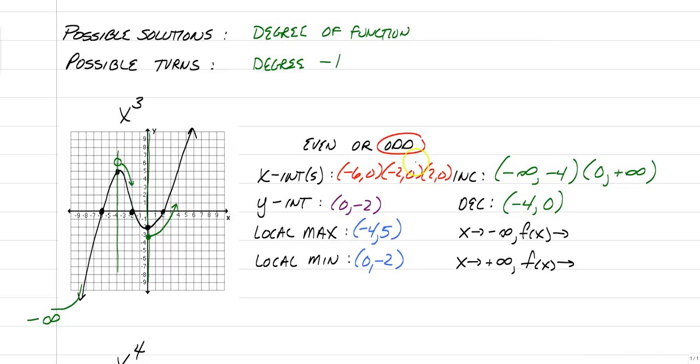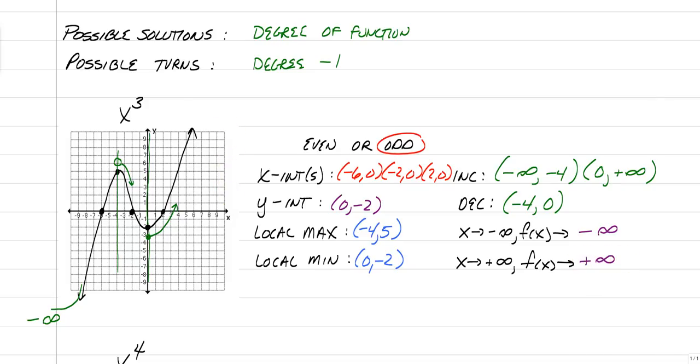And so here's the thing, odd. Remember, odd is going to have different end behaviors. So we just look. As x goes to -infinity, that means as x goes left, what's y doing? It's going down. So it's going to -infinity. As x goes to the right, to positive infinity, what's the graph doing? It's going up into positive infinity.